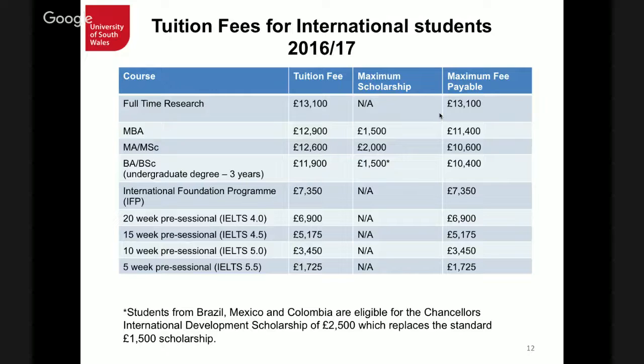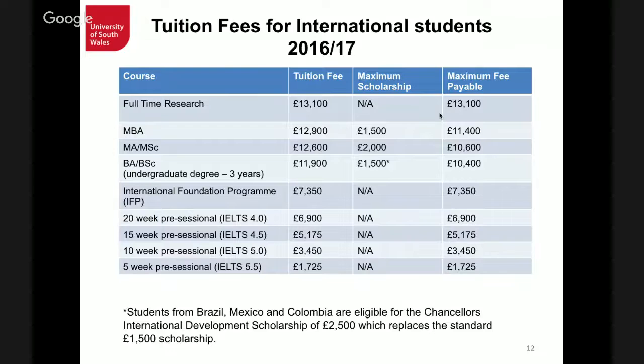So, for example, if you're a student from Canada, you would pay £11,900. However, the scholarship is worth £1,500, so you would pay £10,400. If you're a student from Brazil, Mexico, or Colombia, the scholarship would be £2,500, therefore you would pay £9,400.